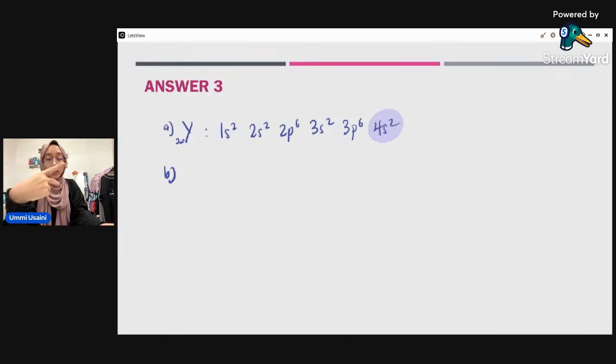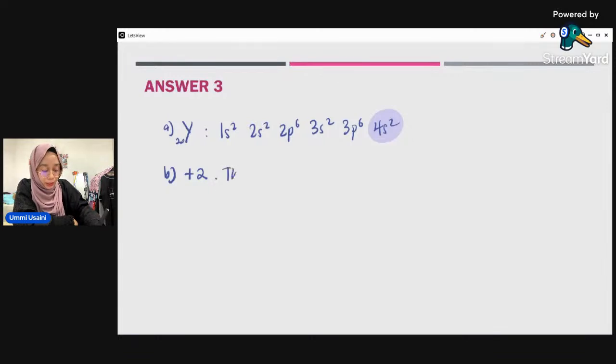So in order to achieve octet, which one is easier, class? Is it to remove 2 electrons or do we accept 6 electrons? Which one is easier? So does the oxidation number become positive 2 or is it negative 6? Which one? Yes, to remove 2 electrons is easier compared to accepting 6 electrons. Okay, so that is why the stable oxidation number for Y is positive 2.